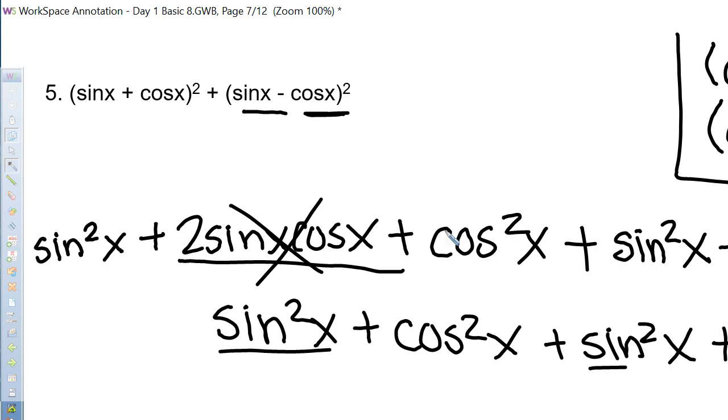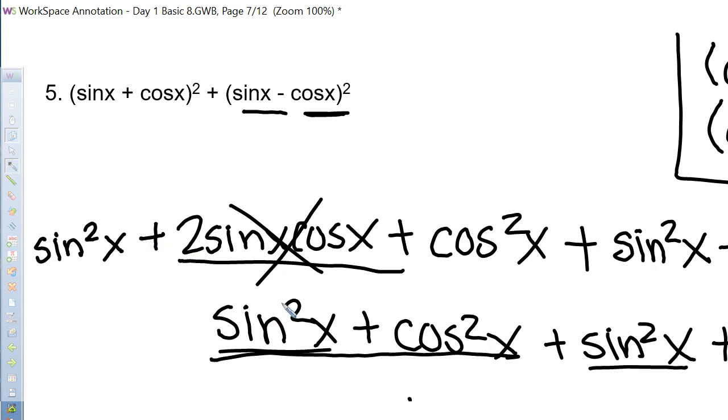Read it to yourself. Would be sine squared 2x? Read it from left to right. What does this say? Sine squared. Everybody out loud. What is this? Sine squared plus cosine squared. What does that equal?